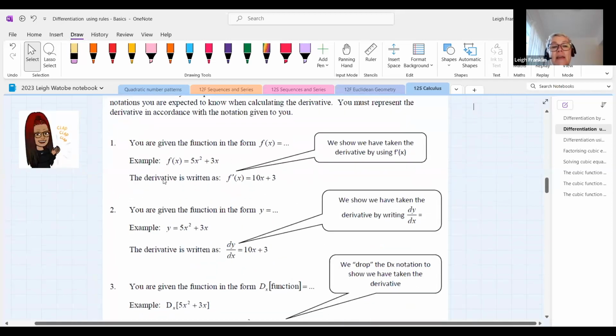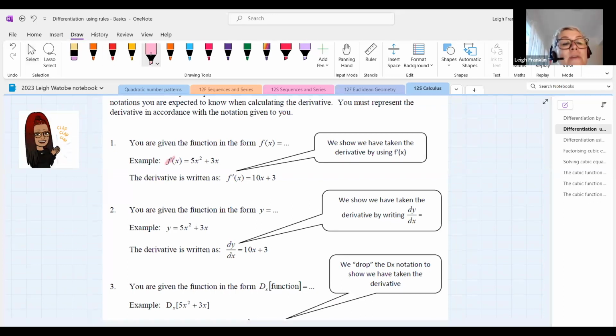So if they give you the function in f of x notation, for example, f of x equals 5x squared plus 3x, when you write the derivative, you have to show that you have taken the derivative by writing f prime x. So it's not just what you're writing, it's not just the maths, it's the notation and how you're writing it that's super important. So we're going to practice this a little bit more this evening.